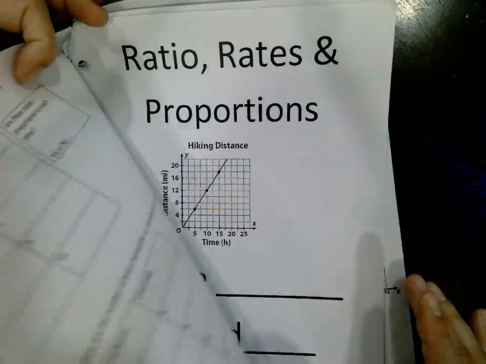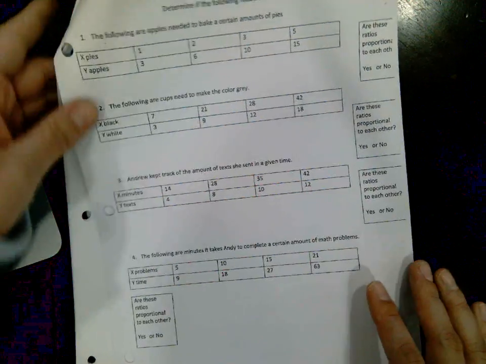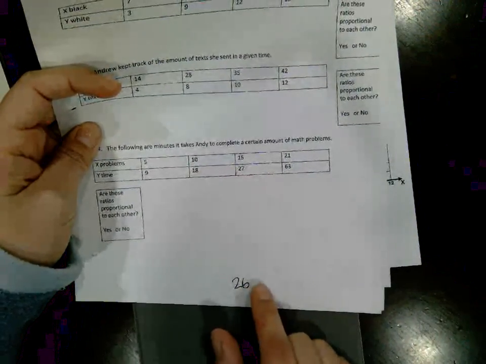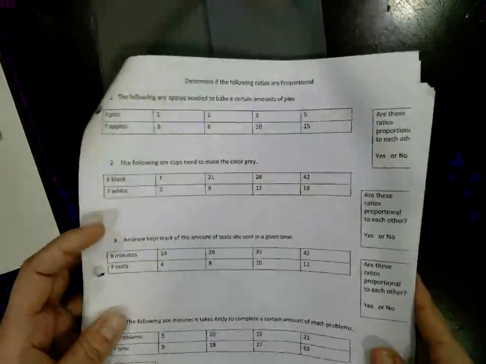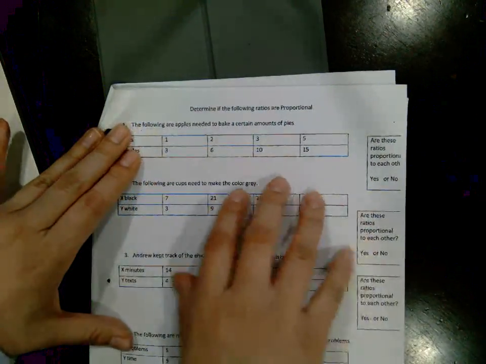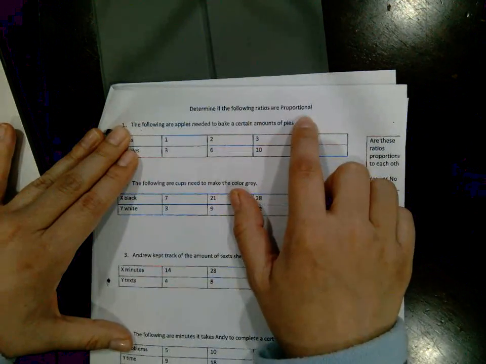Okay, so I need you to take out your packet, ratios, rates, and proportions. We're going to be on page 26, so make sure you're on basically the last page, page 26. We're going to figure out from the tables if it's proportional, okay?